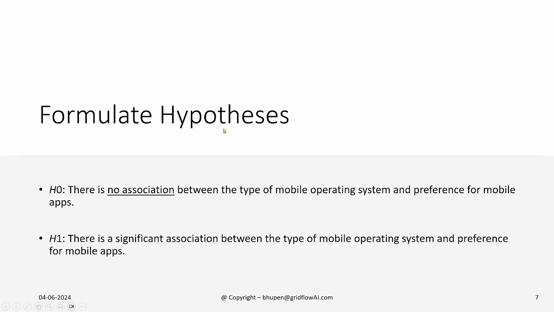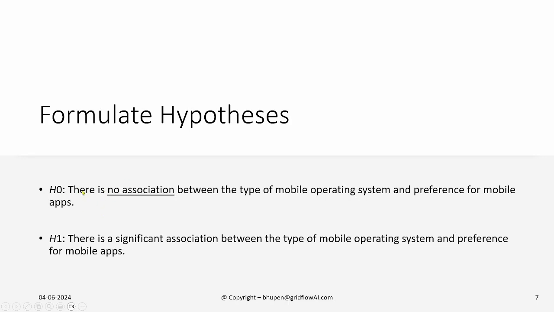Before that, we have to set the hypothesis. So what is the hypothesis here? The null hypothesis is that there is no relation. That means the choice of mobile device has nothing to do with the application types. And the alternate hypothesis would be that there is a significant association. That means a certain type of mobile user would always use a type of application, for example. So it's essential to set the hypothesis in the right way.